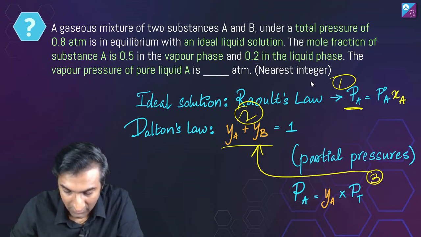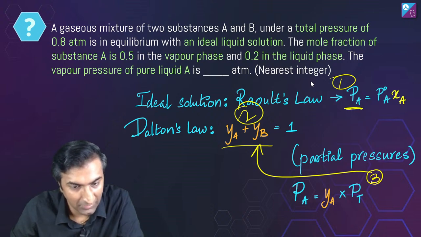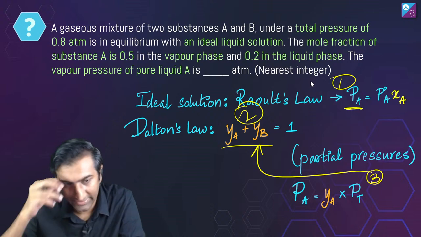Try this out, please. P A is P not A minus X A. Okay, you all are very confident, good.